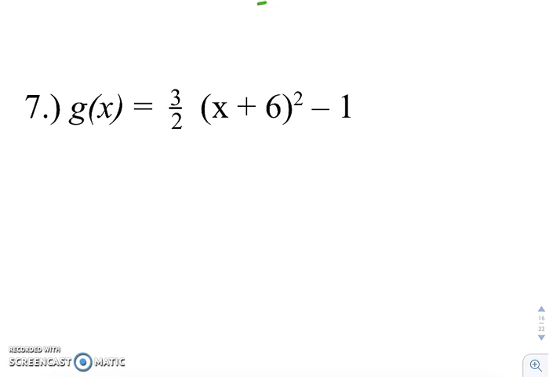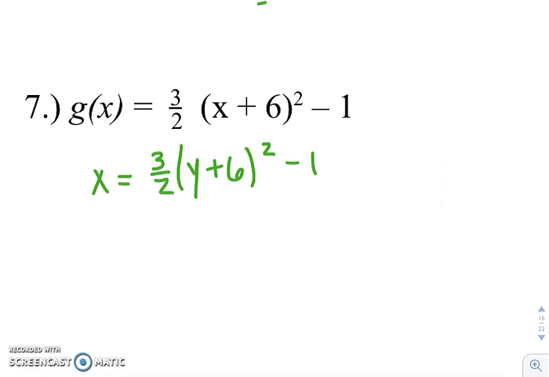So we're finding the inverse for this one. So we'll start off the same way. y equals 3 halves times (x plus 6) squared minus 1. So we'll make this x equals, because g of x is really just y. And don't forget to actually make that a y.